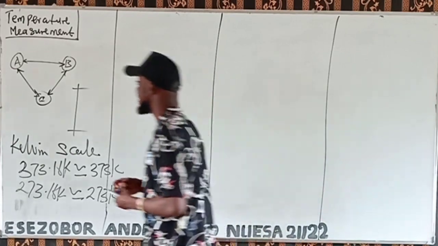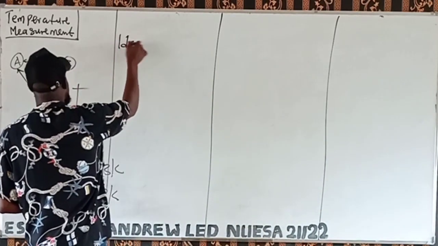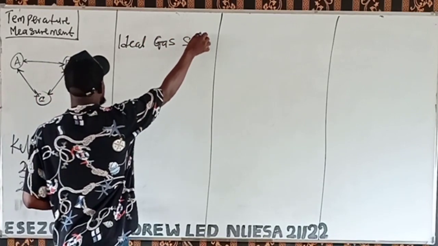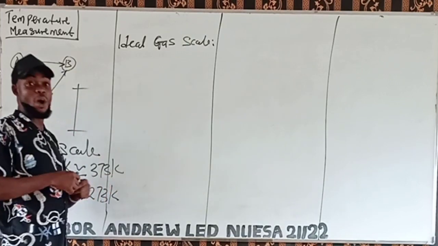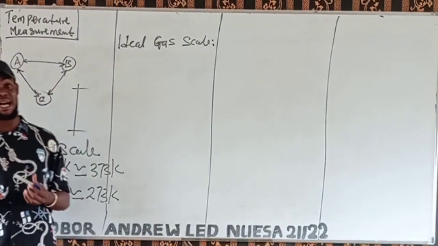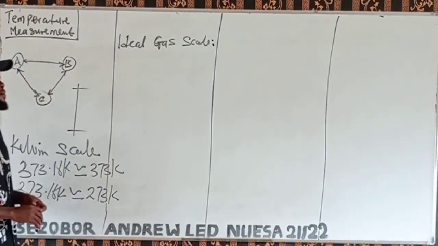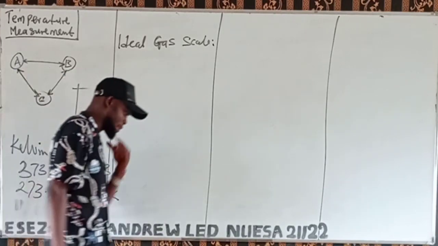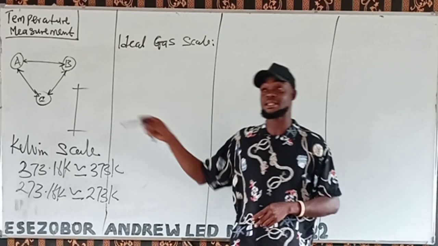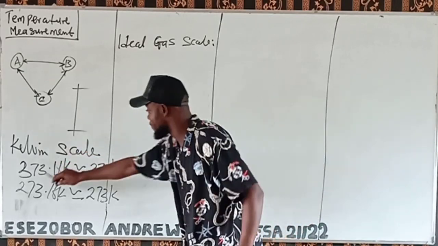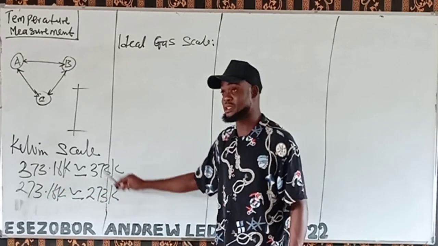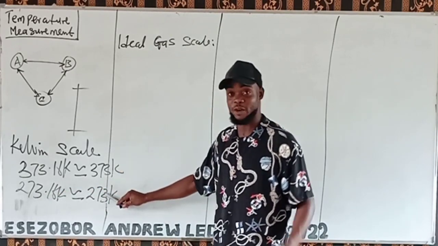Now, for the ideal gas scale, the working substance is a fixed mass of ideal gas. Okay, let me start from the fixed points. Remember, the upper fixed point of the Kelvin scale is this, while the lower fixed point of the Kelvin scale is this. Take note of this.